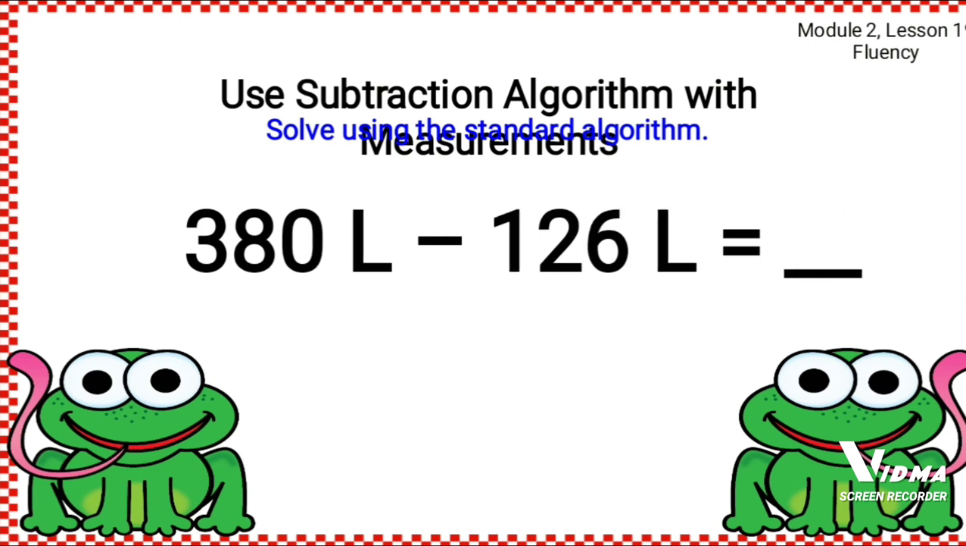Let's see if you can use the same technique to solve this. Remember when we did 80 liters minus 26 liters, we got 54 liters. So 380 liters minus 126 liters is what? The answer is 254 liters. You're correct if you got it.